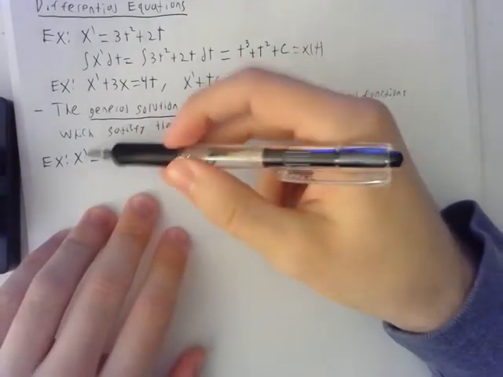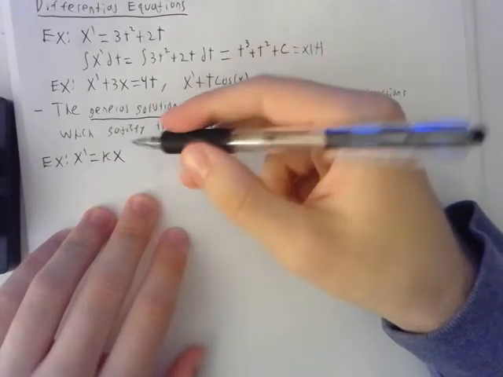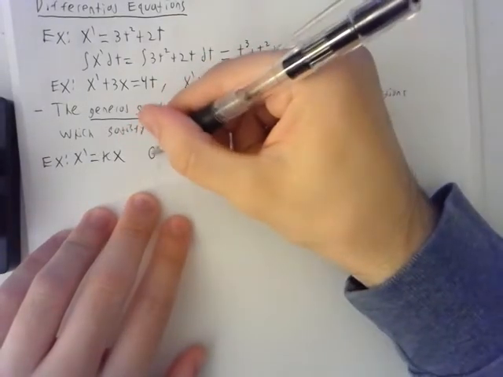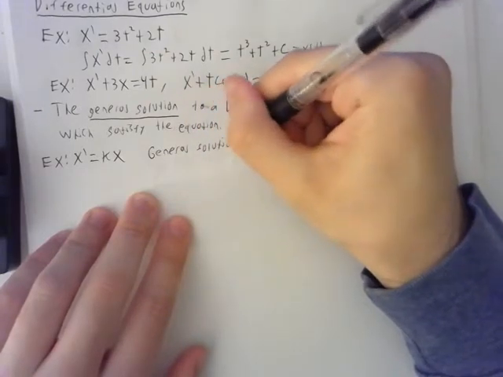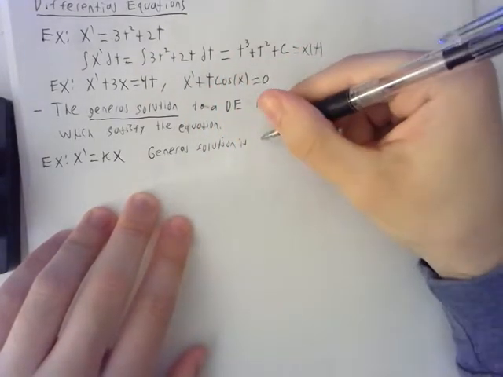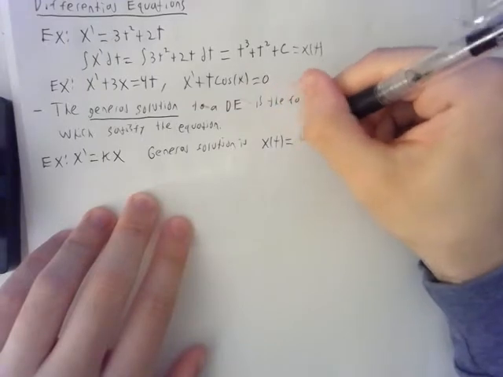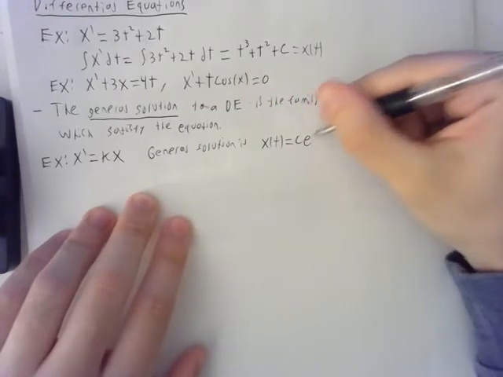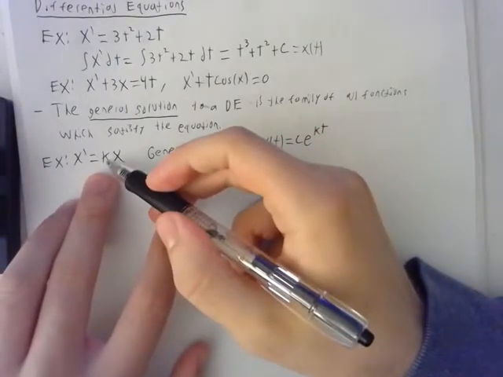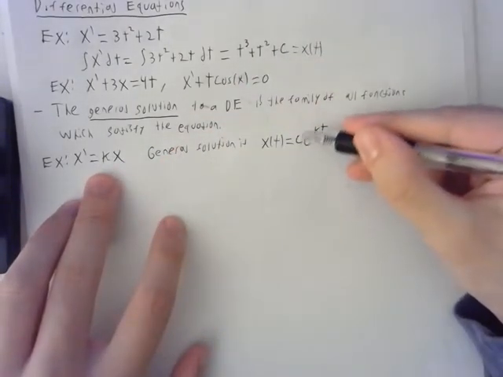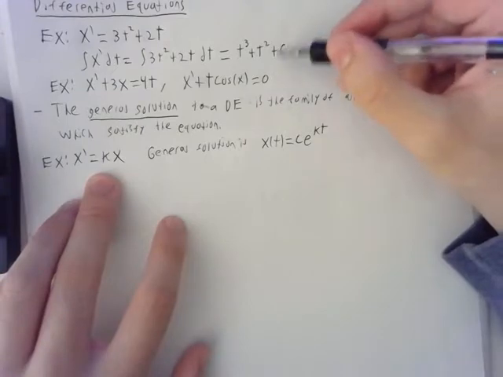We will discuss a systematic way to do this later in the class, but for now I'm just going to propose that the general solution is x of t equals a constant times e to the kt. So k is the constant k that appeared in my equation, and c is a new constant that shows up, sort of like the plus c up here.